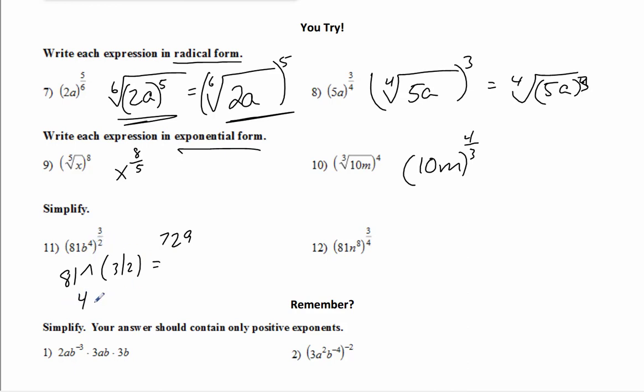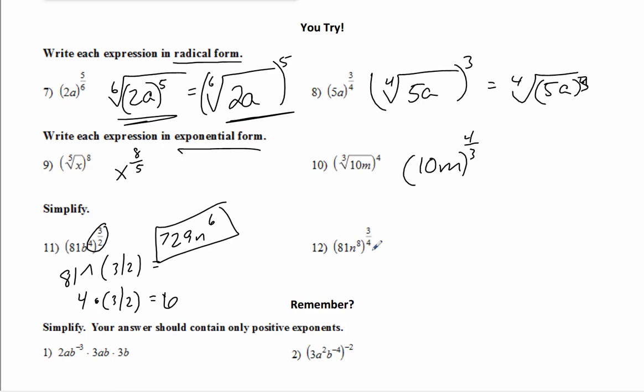You again take 4, you times it by the 3/2. Its exponents are multiplied, okay, but then the number is being raised, so that's why there's a caret here, not a multiplication. So I get 4, I'm sorry, I get 6 again, right? So n to the 6th power, there we go.